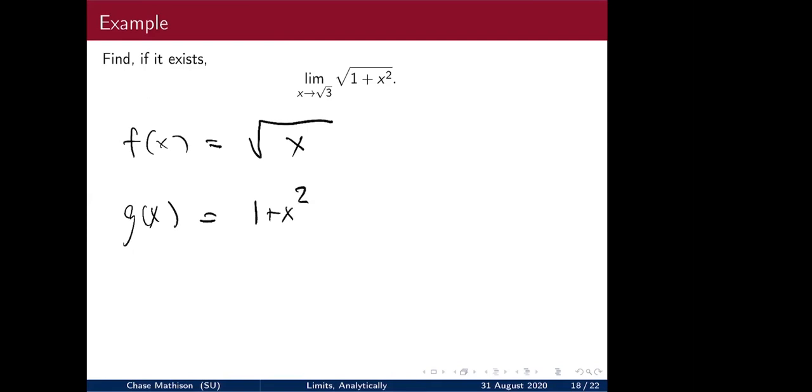Does everybody see then that if I define f of x to be the square root of x, and g of x to be 1 plus x squared, then when I take f of g of x, I get the square root of 1 plus x squared? Okay, so looking at that theorem from before, first I need to look at the limit as x approaches the square root of 3 of 1 plus x squared. Well, what is that?